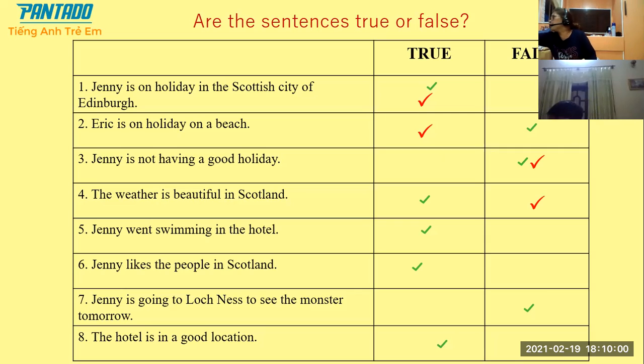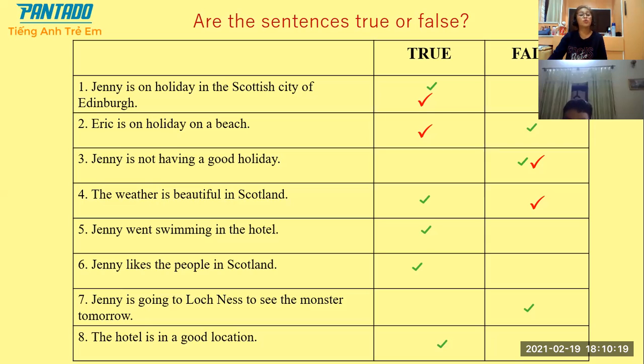False. The weather is not actually good, because it keeps on raining every day. Every day it rains. But Scotland is a beautiful place. Jenny likes the people in Scotland.